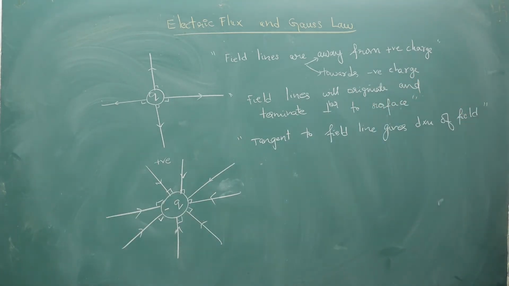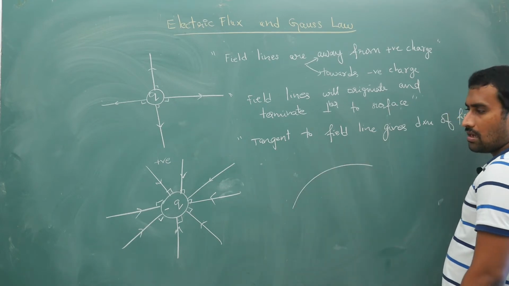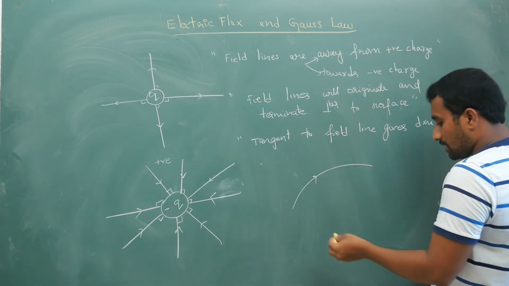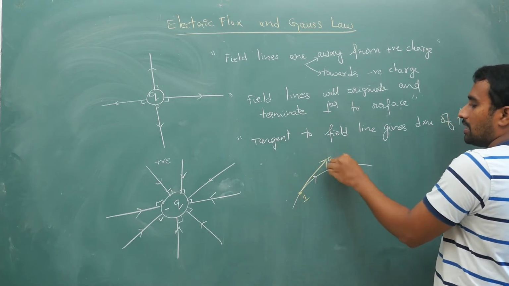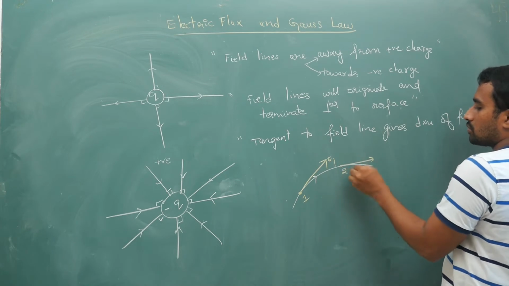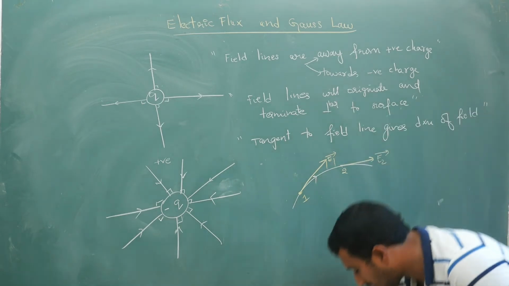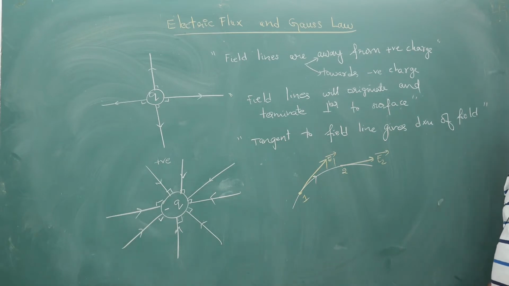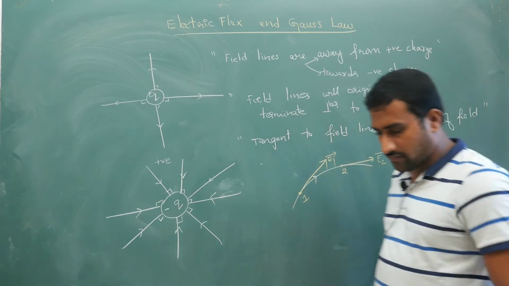Now in general, how is your field dependent on the charge configuration? If you have a field line like this, and at a particular point you want the field, simply draw the tangent. If this is point 1, E1 is this way. If this is point 2, your electric field E2 is this way. So the electric field direction will be tangential to the field lines. This small introduction is enough for me to continue further.